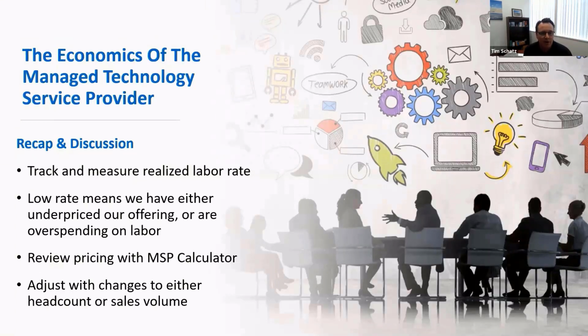So just to recap here, we want to track and measure realized labor rate. If that labor rate is low, it means we either are underpricing our offering, or we're overspending on labor, or a lot of times it's a little bit of both. So we're going to review our pricing with the MSP calculator with our demo and explanation next week. And then we need to adjust our MSP business, if we know we're not as efficient as we should be, by either lowering headcount through attrition or not replacing someone, or potentially, if we need to, we can certainly lay people off if we had to.